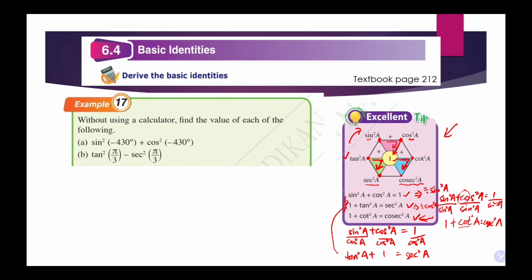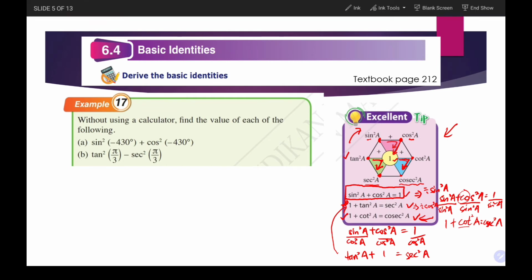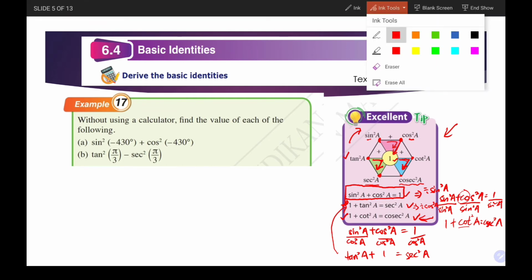Usually we only memorize one. This is the easiest one. And then you derive the second and the third by dividing by sine square and cos square respectively. So this is how we remember them.